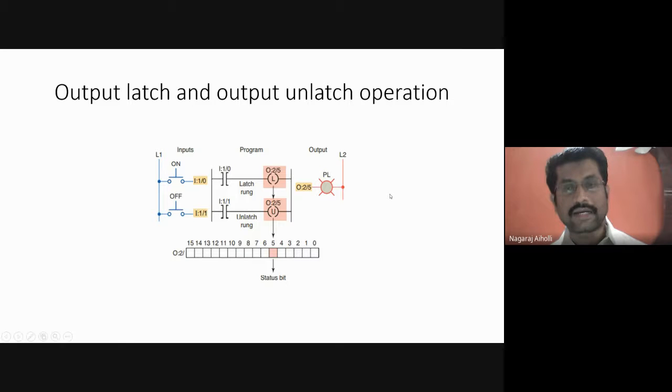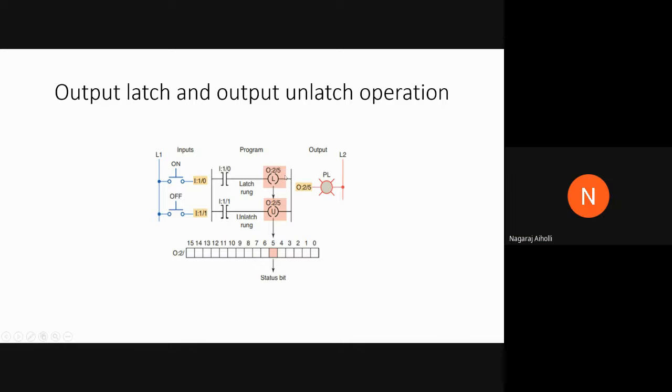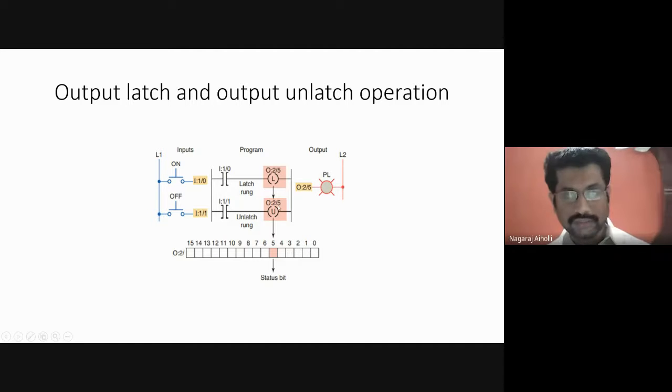If we look at this O:2/5, the same bit in the image file is used for the latch coil status and also for the unlatch coil status. The same bit: slot number 2, bit number 5. This is used for storing the condition of the latch and also the condition of the unlatch coil.